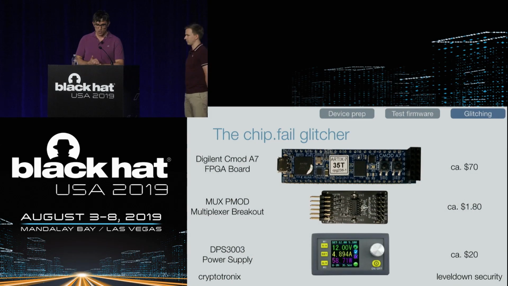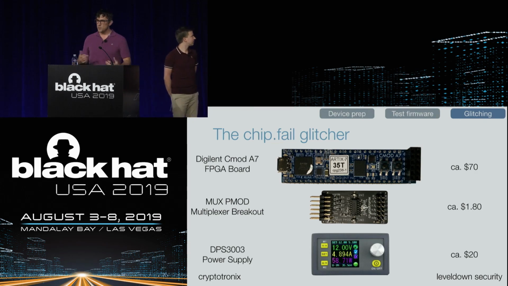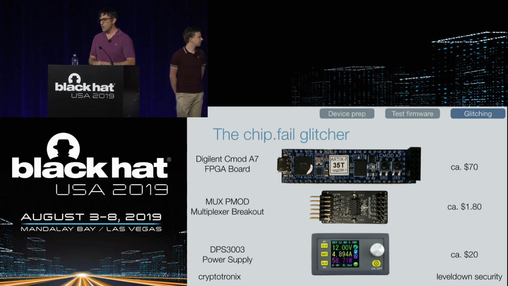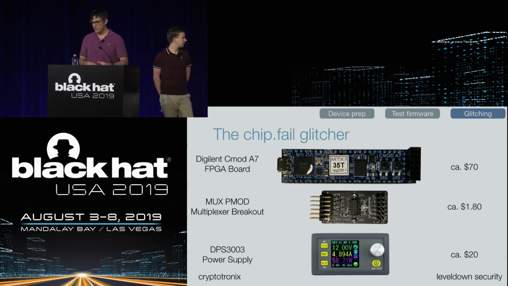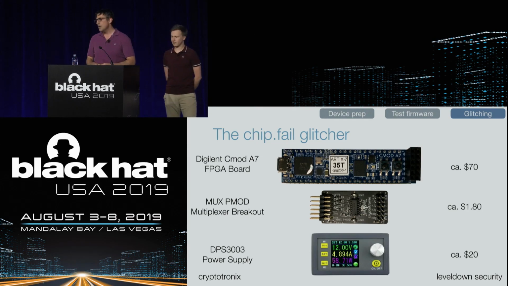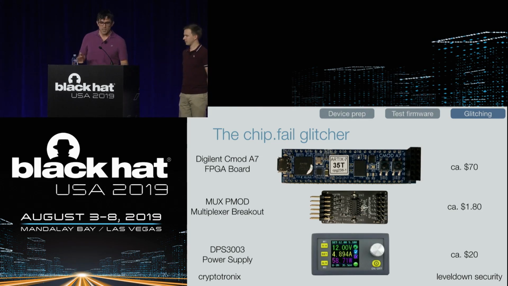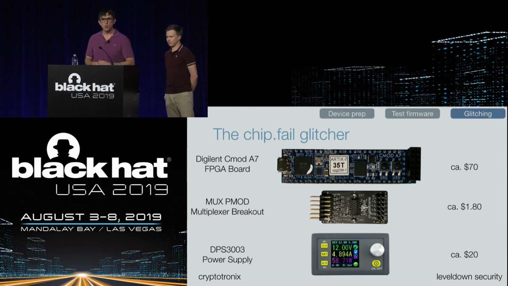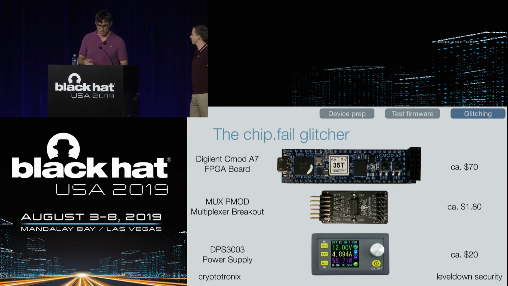Okay, so the Chip.Fail glitcher consists of mainly 3 main components. There is this FPGA, and we were using the Digilent Cmod A7, which is just an RTX FPGA. It's about $70 US. It has one PMOD connector, has a nice USB UART, and is pretty small.